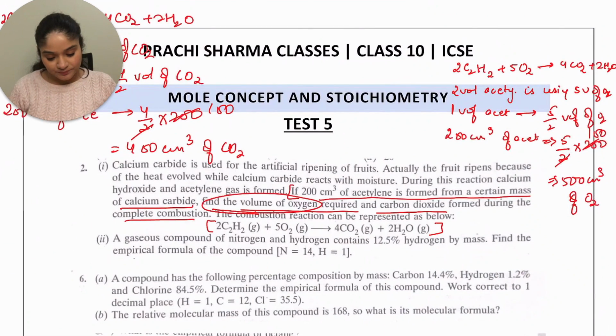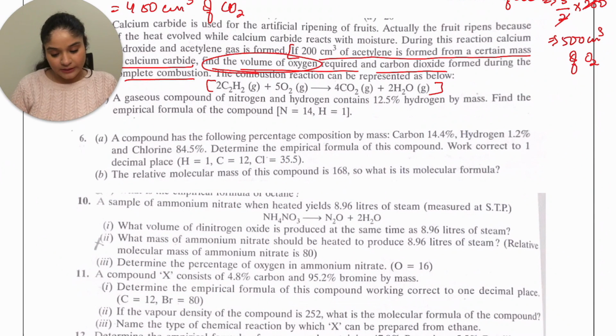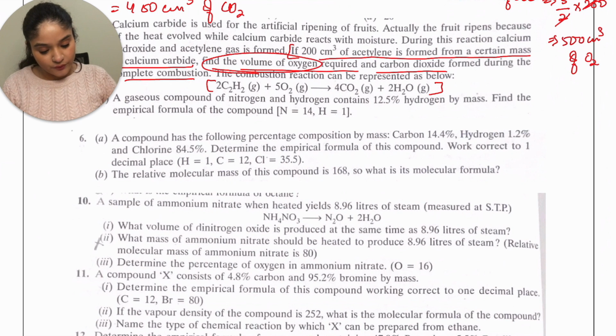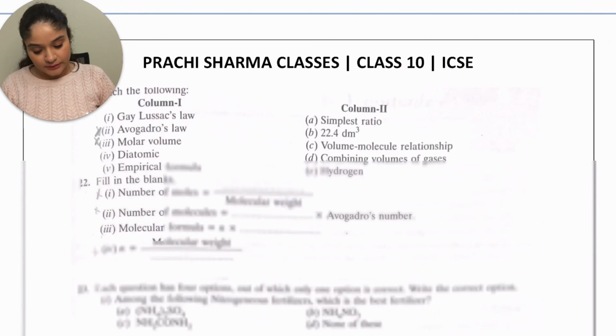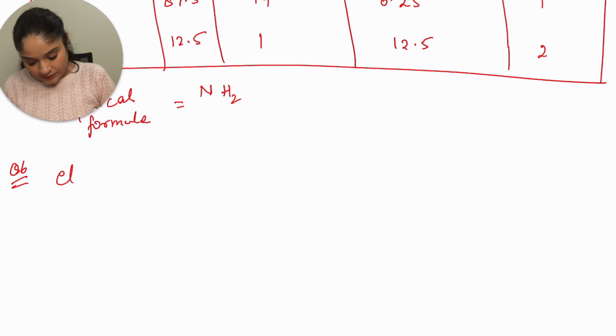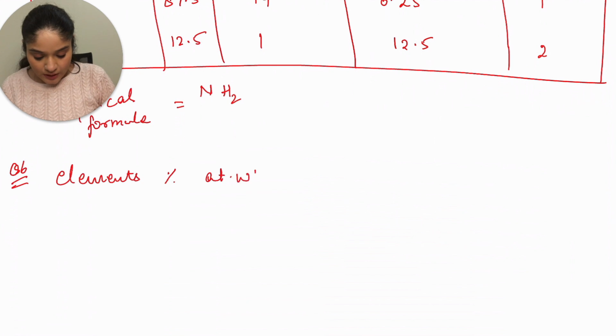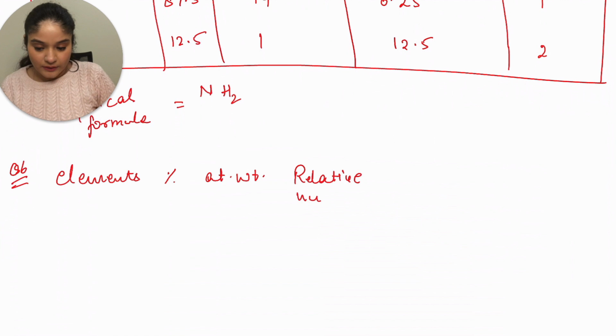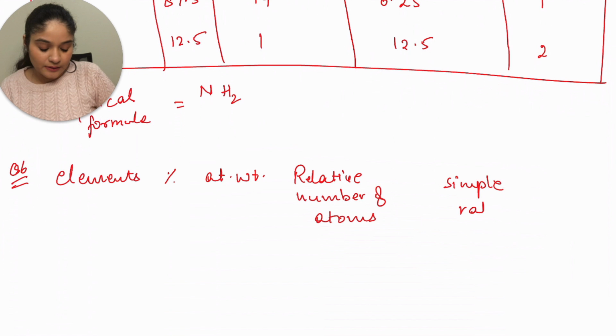So question 2 is done. We're moving to question 6. Question 6 says a compound has the following percentage composition by mass. Then we have carbon 14.4. Okay, it is again empirical formula only. So I'll make the chart first. This is question number 6. So what I'll need is elements, percentage, atomic weight, relative number of atoms, and simple ratio.